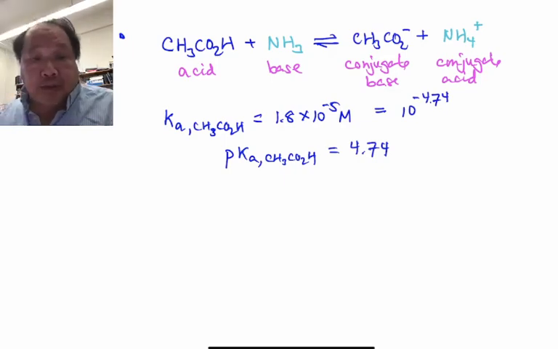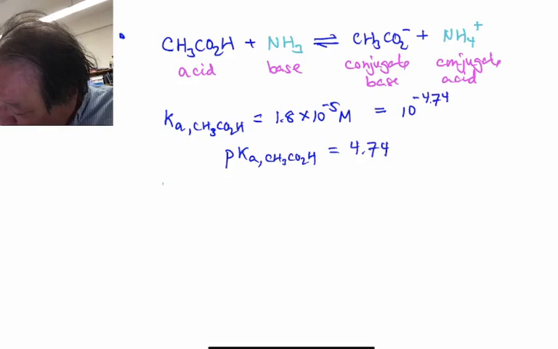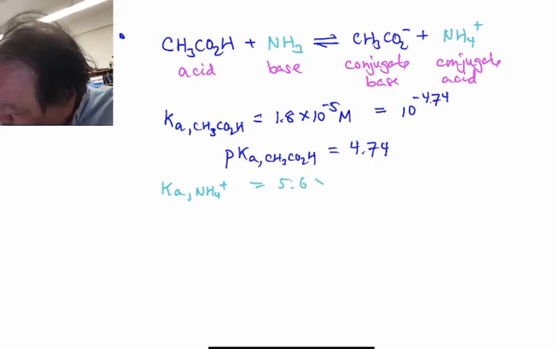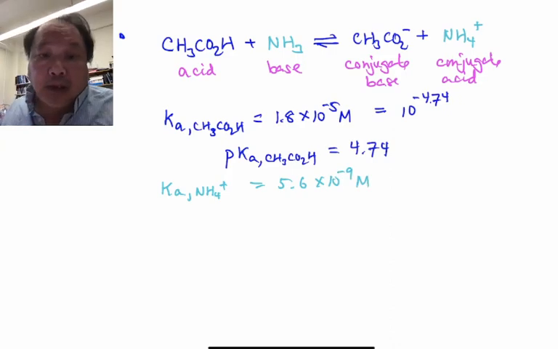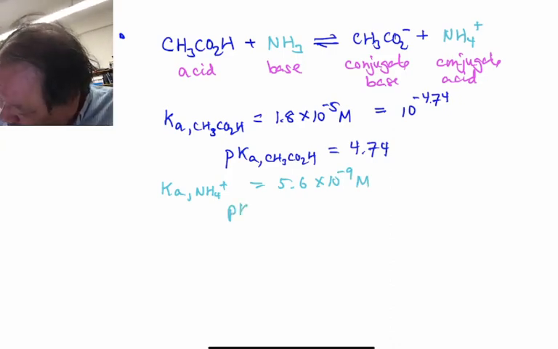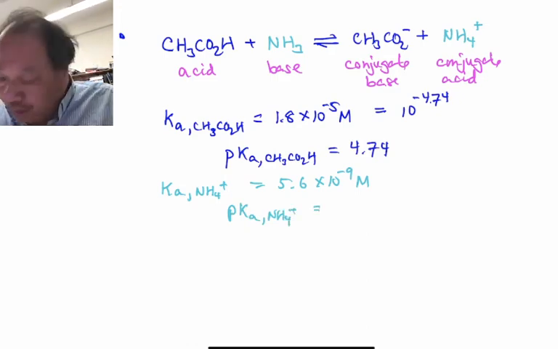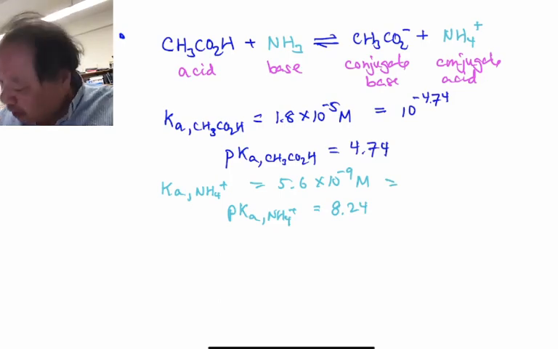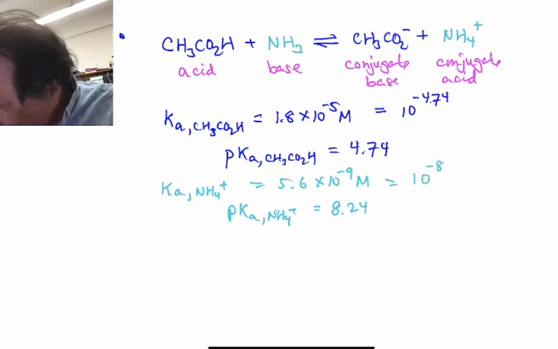And we can look similarly at the Ka of the conjugate acid, NH4 plus, which is 5.6 times 10 to the minus 9 molar, with a pKa of NH4 plus of 8.24. And we can rewrite the Ka of NH4 plus with that 8.24, 10 to the minus 8.24.